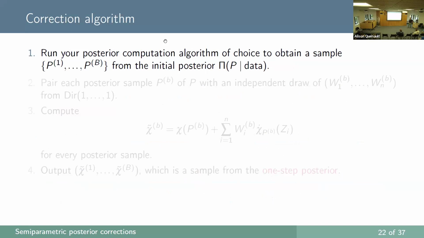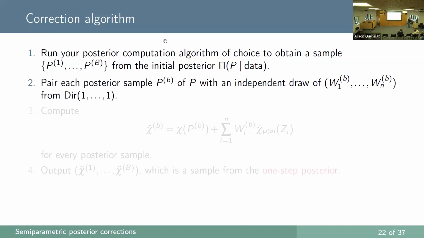Right at the beginning of the talk, I said that often with Bayesian inference, we have to do some kind of posterior computation. So we do something like MCMC, which gives us a sample from that posterior. So let's take that as our starting point, right? We have a bag of samples from our posterior.